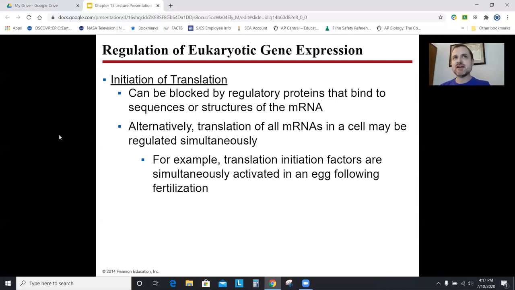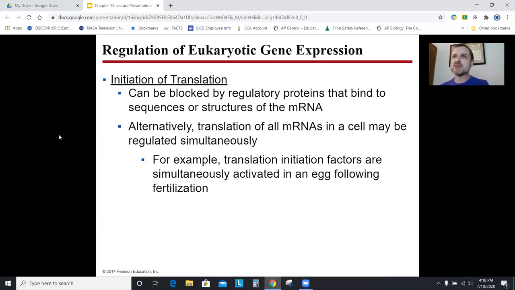You might think of it as being kind of wasteful. Why would you make messenger RNAs that you might never need? Well, the thing is, when the egg gets fertilized, they all get turned on at once. And the cell starts going through mitosis very, very rapidly.